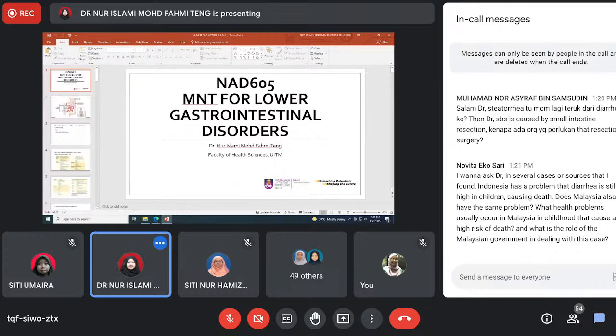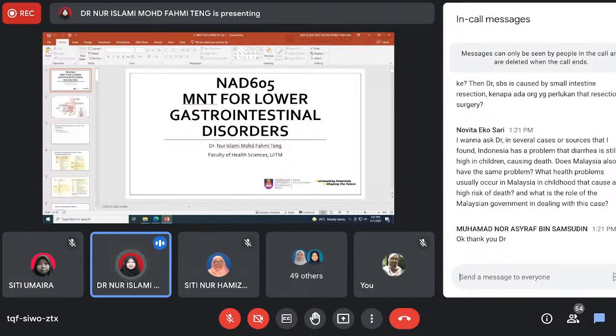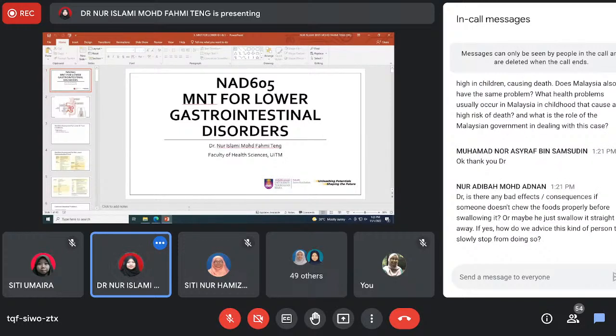Indonesia has problem that diarrhea is still high in children, causing deaths. Does Malaysia also have the same problem? The problem of diarrhea in Malaysia, I'm not really sure about the prevalence of diarrhea lah. Memang ada case diarrhea in Malaysia, but I don't think that it's really high. The cases in Malaysia for diarrhea in children is not that high.